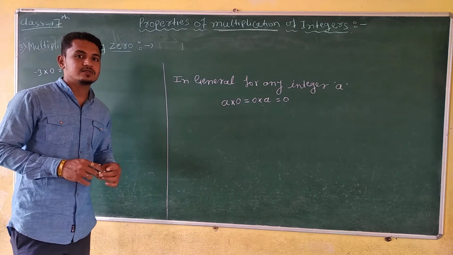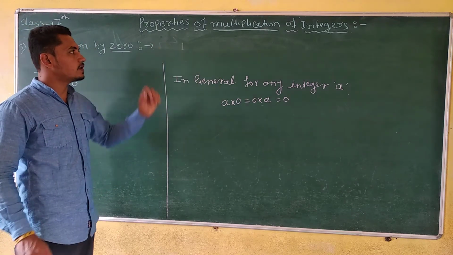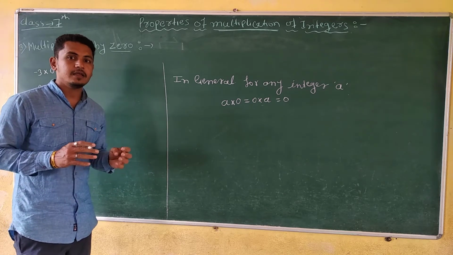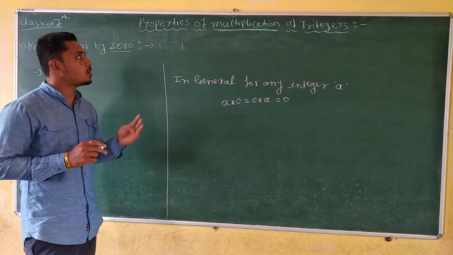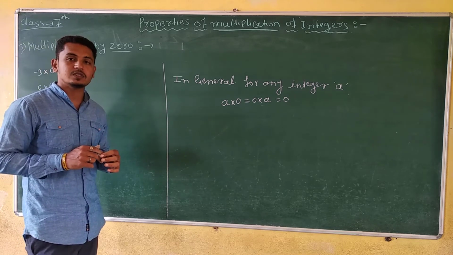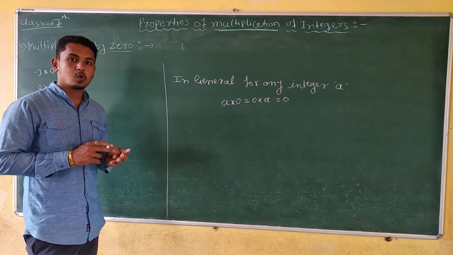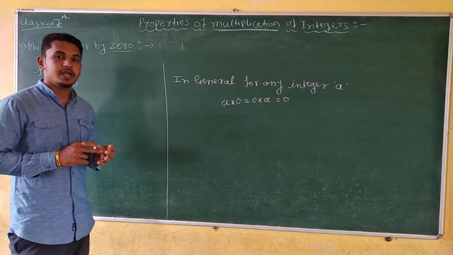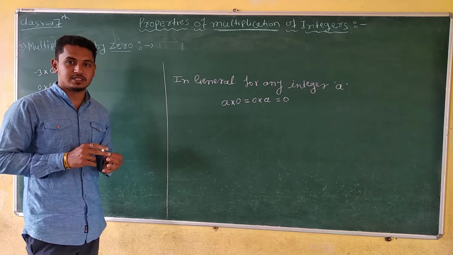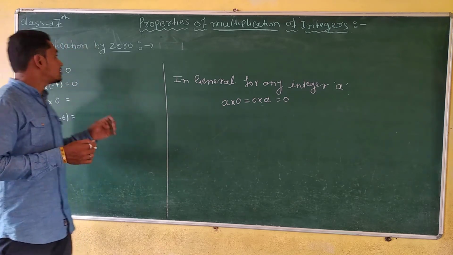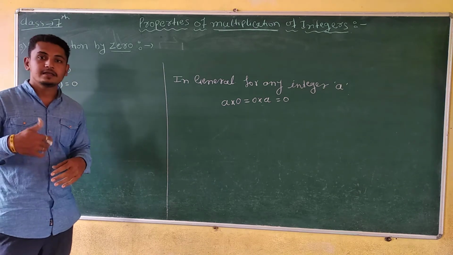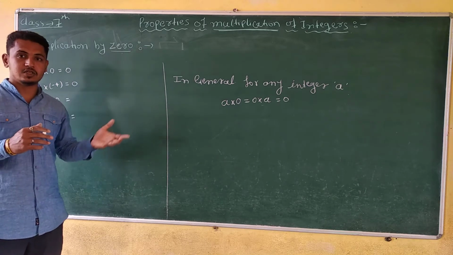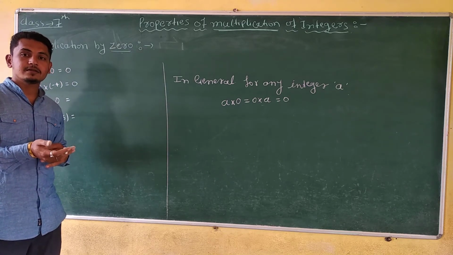So hello my dear students, today in this class we have to discuss the properties of multiplication of integers. In the last class we already studied two properties of multiplication of integers. Which are those? The first property is closure under multiplication and the second property is the commutative property for multiplication. Next, the third property is multiplication by 0, which means any integer multiplied by 0.